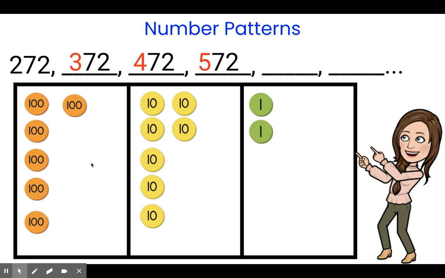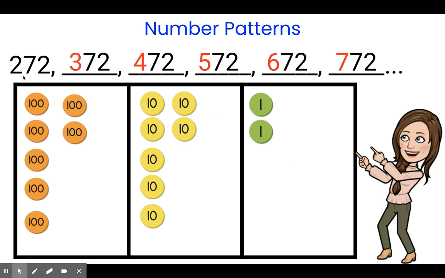Another 100? Now, what's my new number? If you said 672, you're correct. Let's add another 100. Now I have 7 hundreds, 7 tens, and 2 ones. 772. I can see a pattern with our numbers.